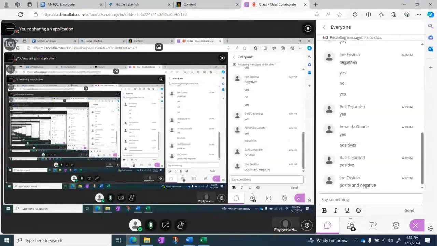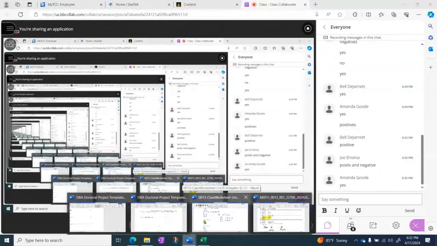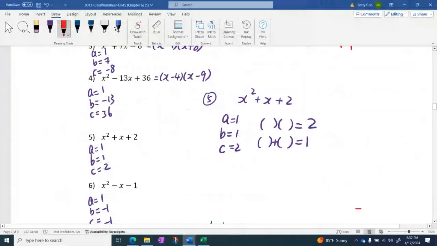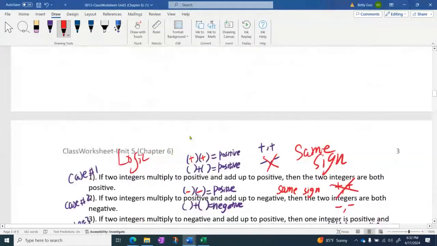They have to be both positives. Do you agree? They have to be both positive. Very important. Yeah, they have to be both positive. Let me show you the first case.